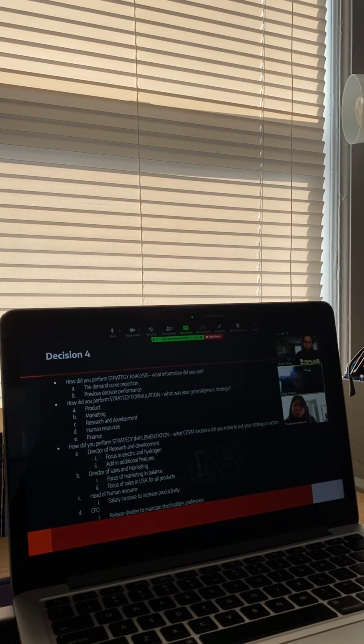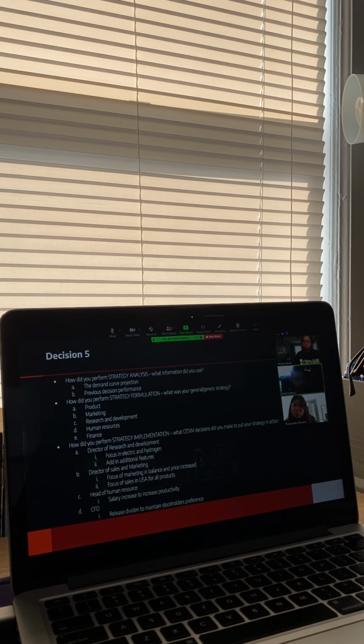The Director of Sales and Marketing, we want to focus on marketing in balance and focus on sales in the USA for all products. For the Head of Human Resources, we want to increase the salary of employees to increase productivity, and the CFO released dividends to maintain stockholders' preference.